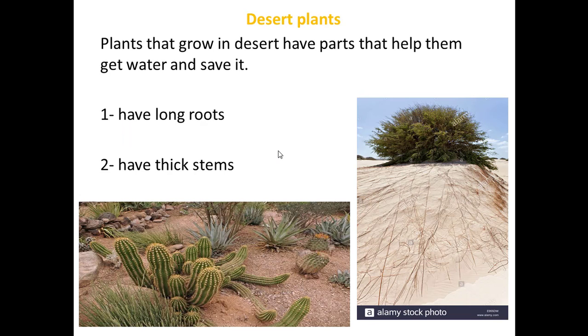So plants that grow in a desert have parts that help them get water and save it. They have long roots. Look, the desert plants have long roots. Why? For gaining water, okay? And they have thick stems. Look, the stems of the desert plants are thick. Why? Because the stems of desert plants save water, okay?